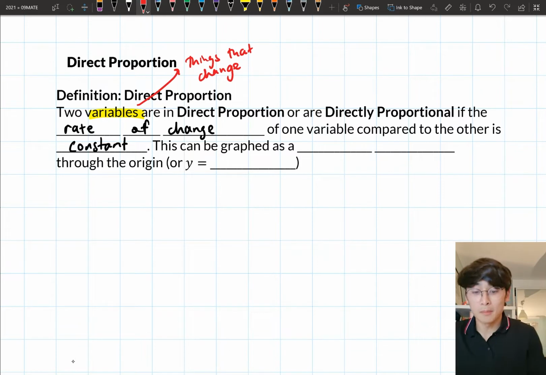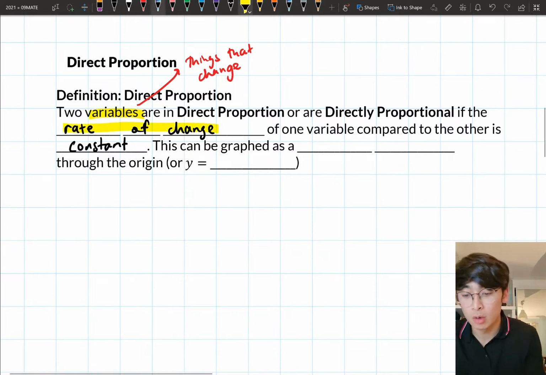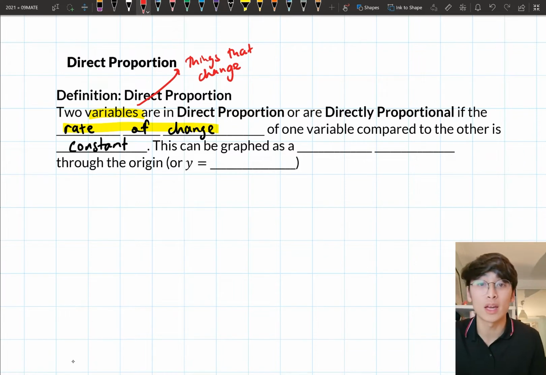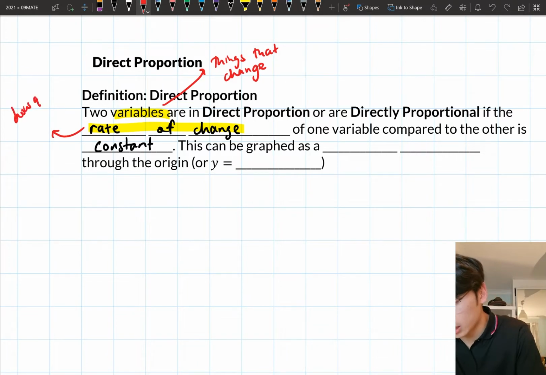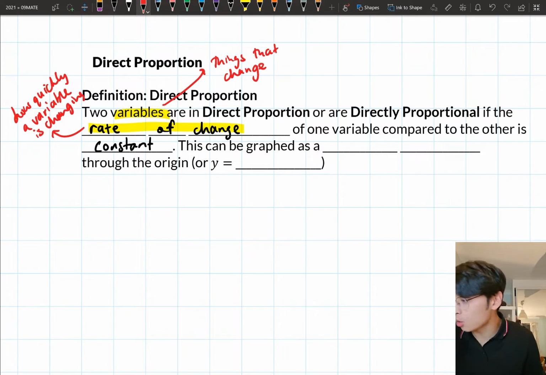Now, the second part here is the rate of change. Now, what does it mean for a rate of change? Well, this just tells me how quick a rate of change is. How quickly is one thing changing? How quickly a variable is changing. So the rate of change is just how quickly the variable is changing.